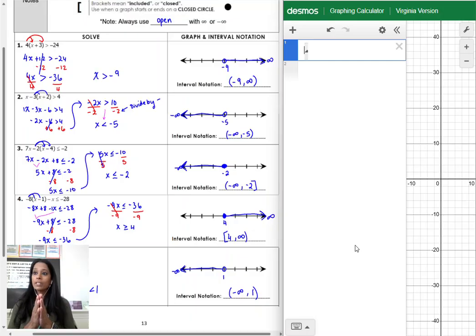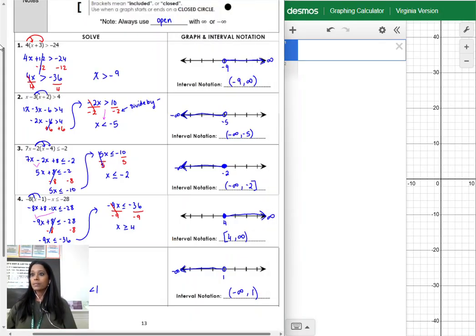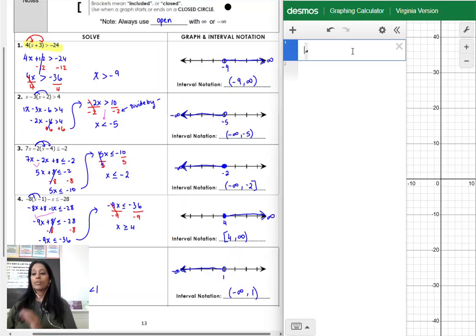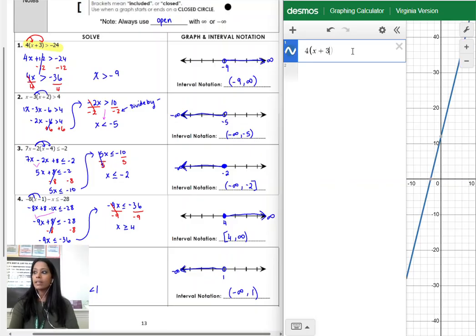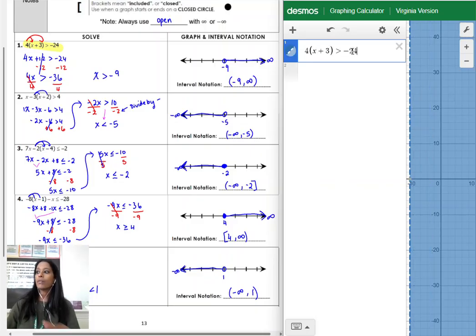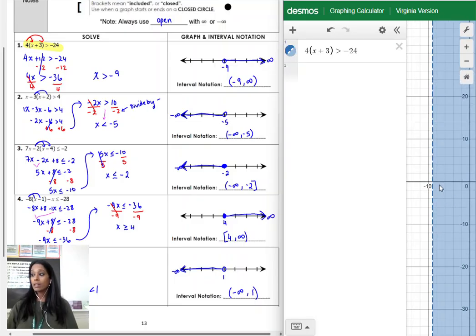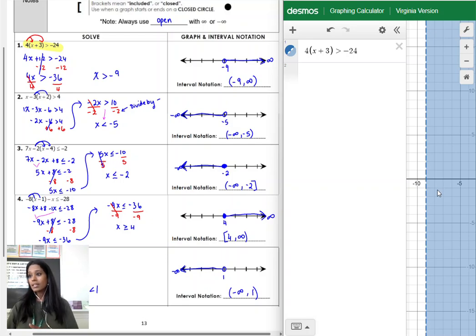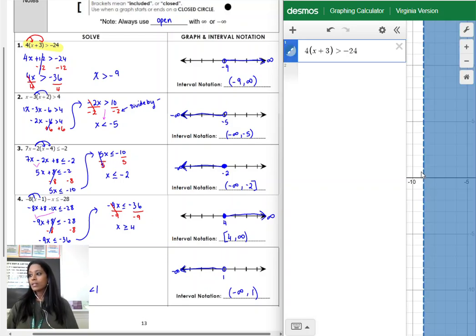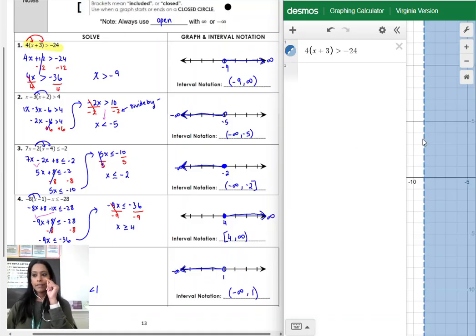So in Desmos, what I'm going to do is take my original inequality and just throw it in Desmos just the way it is. So 4 parentheses x plus 3 is greater than negative 24. And look what Desmos does. It actually graphs the inequality for you. The solution is going from negative 9, and it's going off to the right. That looks good. And also, if it's an open circle, it's going to give you a dotted line.